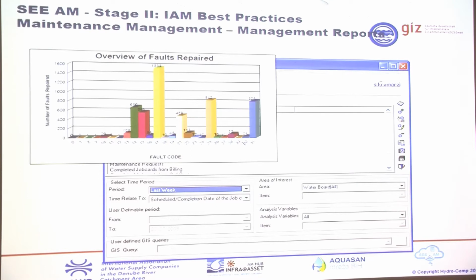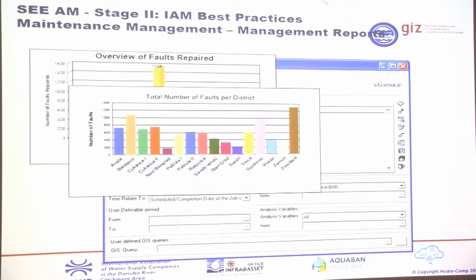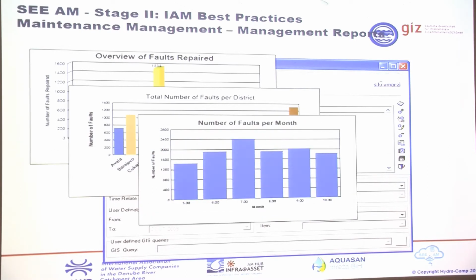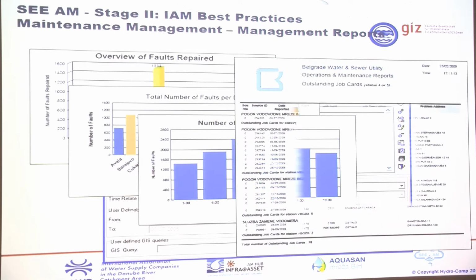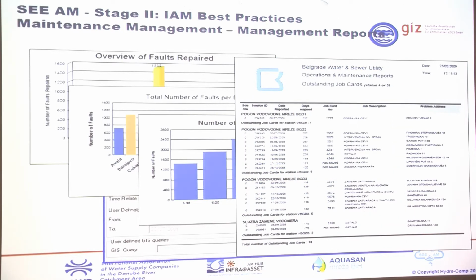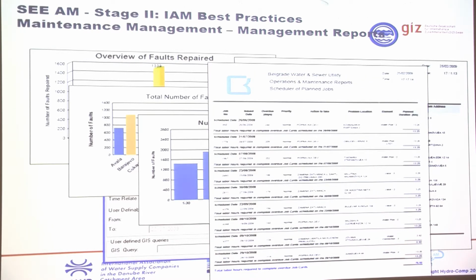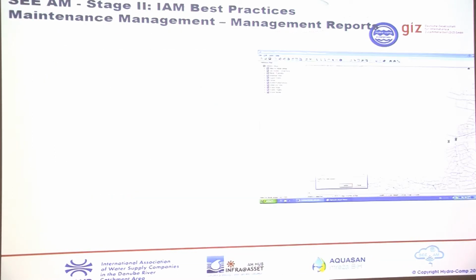All the functionality is there. These are reports, again from UVK: overview of faults repaired, number of faults per zone, per DMA, number of faults per month, outstanding jobs against his name, jobs that haven't happened, schedule, planned jobs, and a lot of graphical reports.